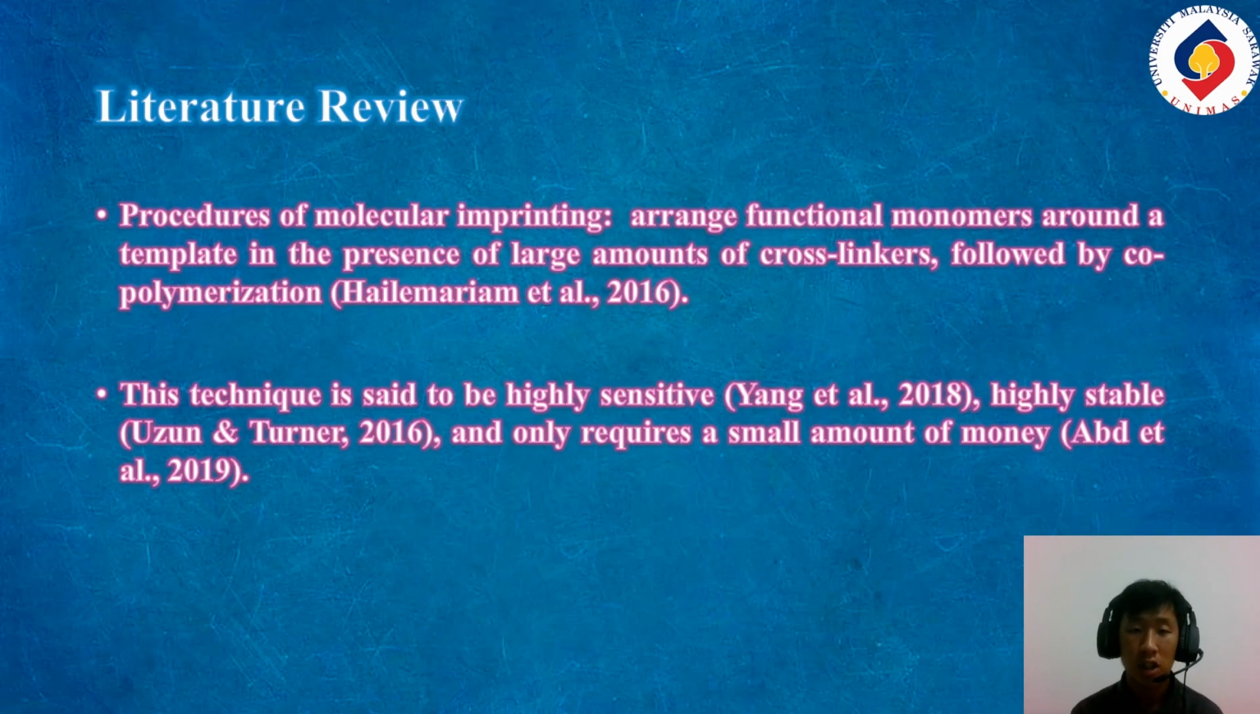In the literature review, we have done some study on the procedures of synthesizing MIP, whereby the procedures in short is to arrange the functional monomers around a template in the presence of large amount of cross-linkers, followed by techniques called copolymerization. This copolymerization technique is said to be highly sensitive, highly stable, and it is budget as it only requires a small amount of money to do the process.